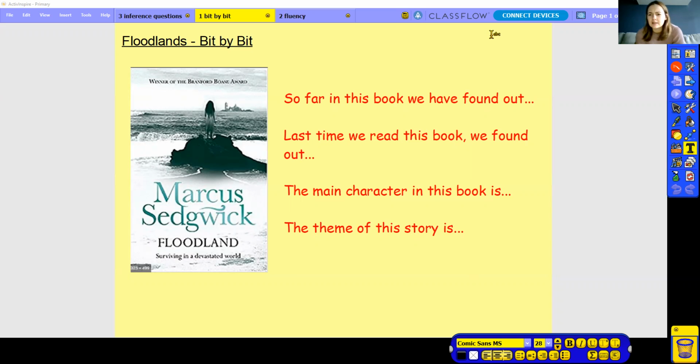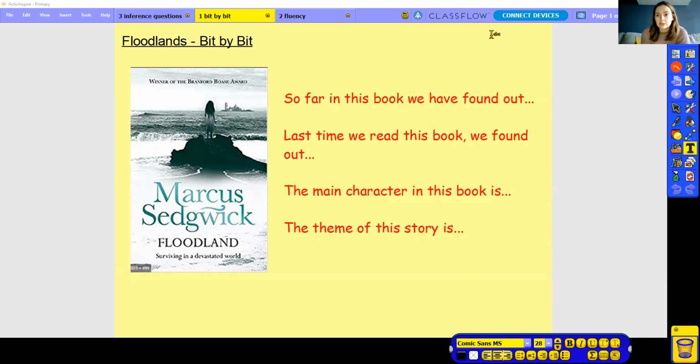Today we're going to do two of your reading lessons that we normally do over 2 days in one session, because it's a little bit different when you guys are doing it at home, and I think it won't take you too long to do. So we're doing it this way instead. We're going to start off with our bit by bit.